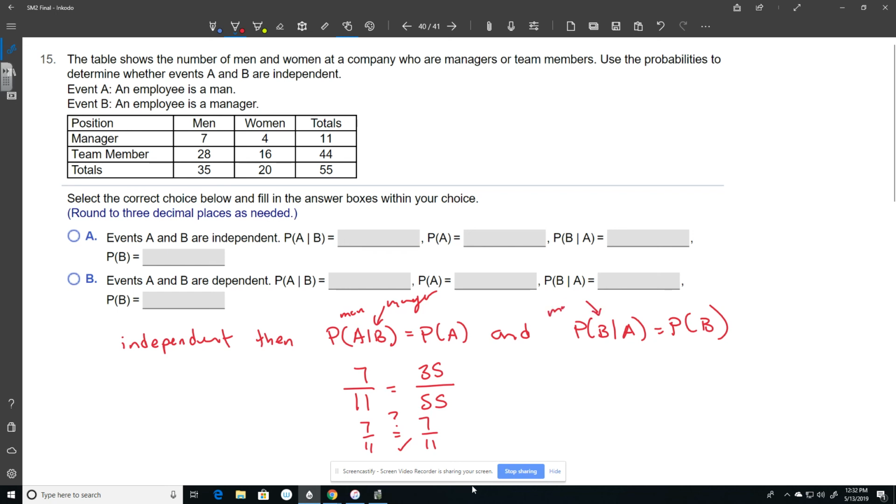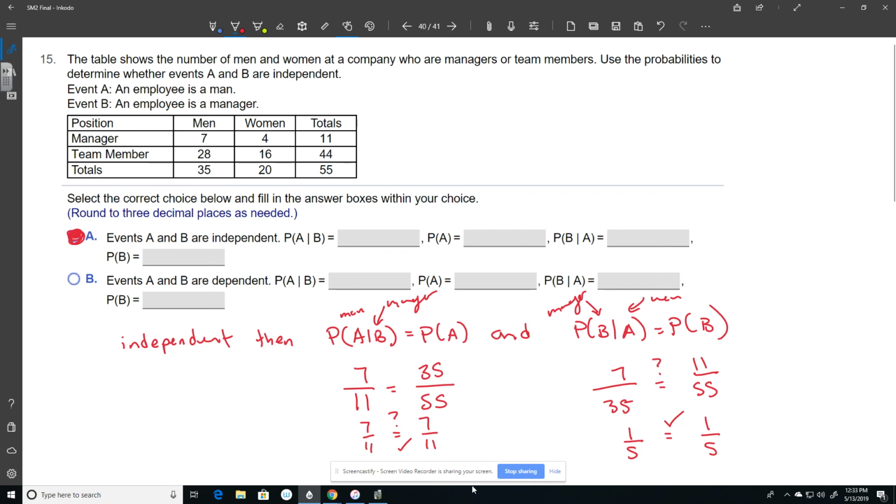What's the chance of getting a manager if I'm only picking out of the men? So on the bottom, I'm going to put men, and total men is 35. On the top, I want the managers that are men. So there's 7 of those. And I want to know, is that equal to the probability of just picking a manager? The chance of picking a manager is there are 11 managers out of 55 people. So if I simplify these, this one right here becomes 1 over 5. And this one also simplifies to 1 over 5. So those are also equal, which means that these two events are independent.